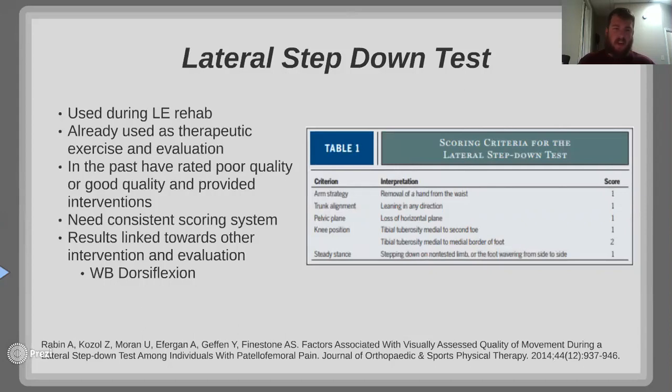Also, it was found that the results from the step-down test were linked to other interventions and evaluations, such as weight-bearing dorsiflexion. People who had a high score on their lateral step-down test also had low dorsiflexion range of motion. So it's a good thing to evaluate and check during the test, because I don't usually check dorsiflexion.